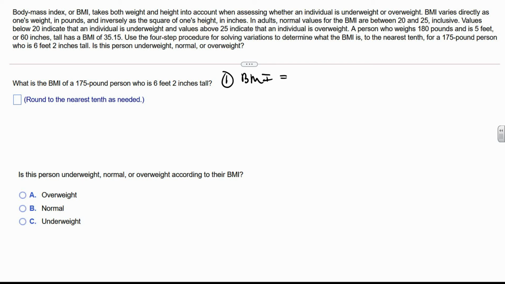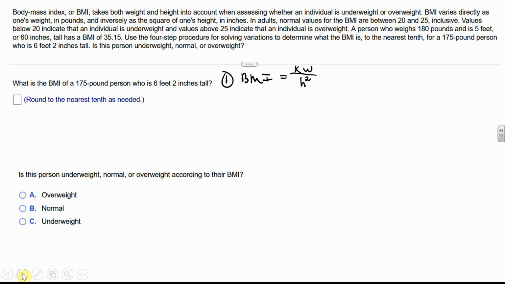So the BMI varies directly, with some constant K, as the weight. So BMI equals some constant K times W, divided by, inversely, the square of the height. So that's H squared. All right.